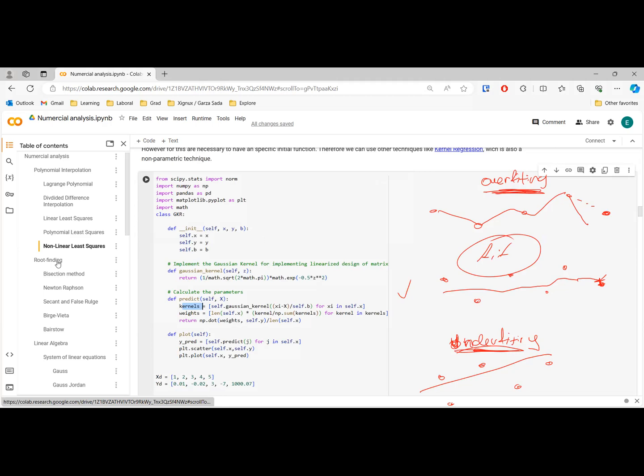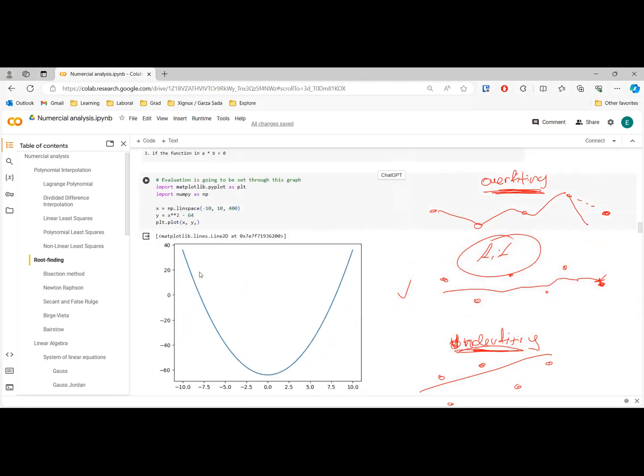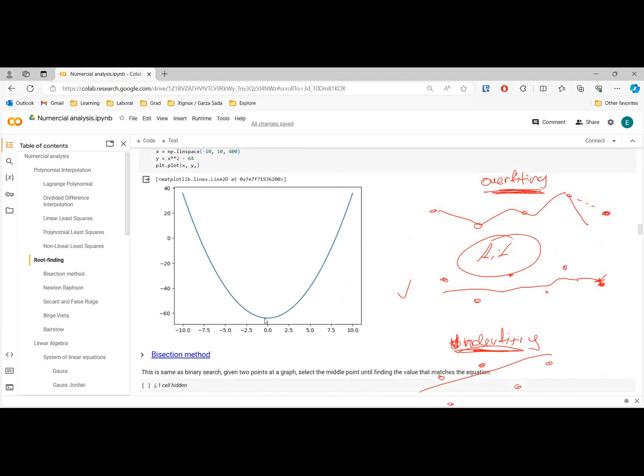In the next video, we'll look at root finding. In this case, imagine that from a function, how can we get the approximation to zero? And that's it. Thank you very much for today's lesson.